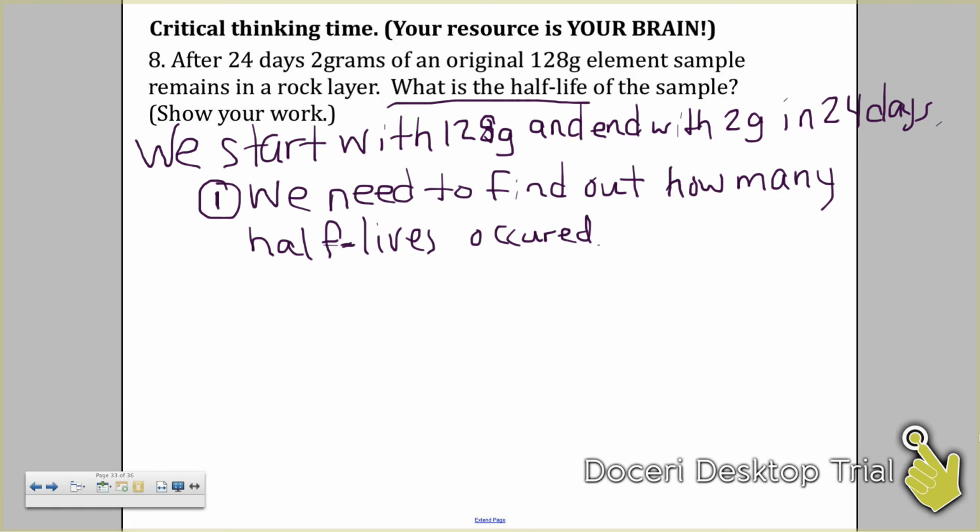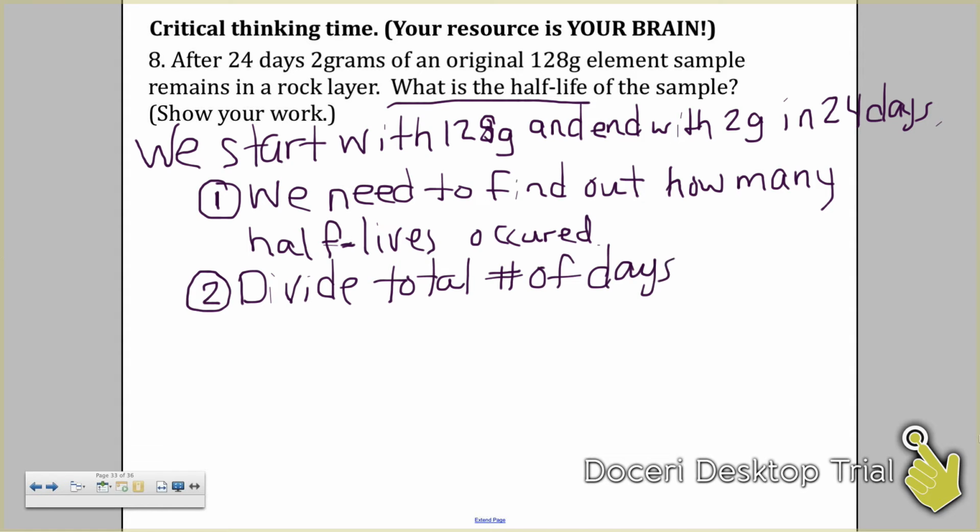We know that it takes 24 days total. We divide. The second thing is divide 24 days by the amount of half-lives. Does that make sense?